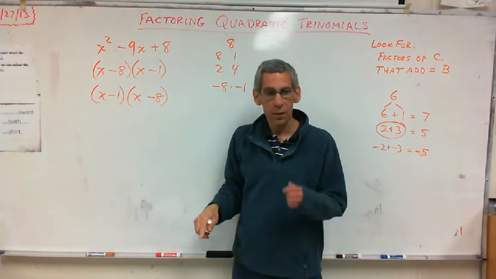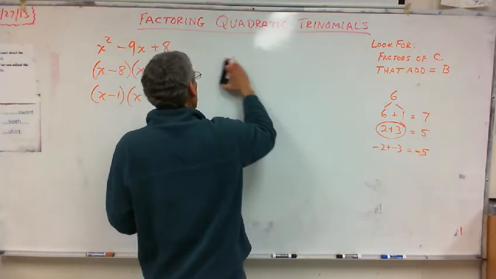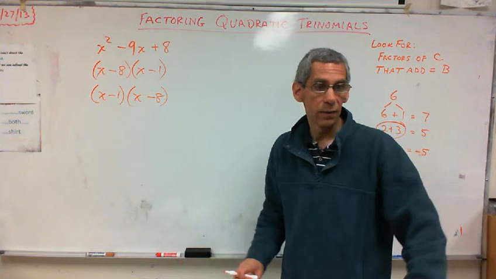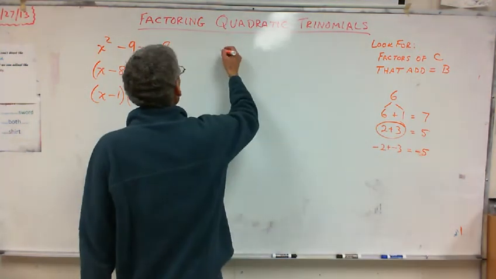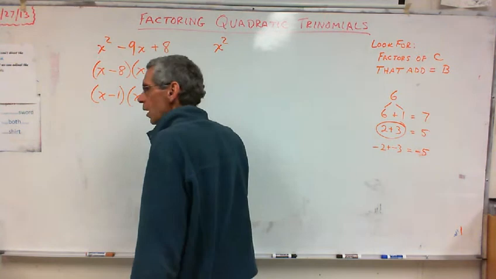If it was a negative C, then the signs would be different. Yeah, we'll worry about the negative C tomorrow. But you're right. If there's a negative C, one number is going to be negative and one number is going to be positive.